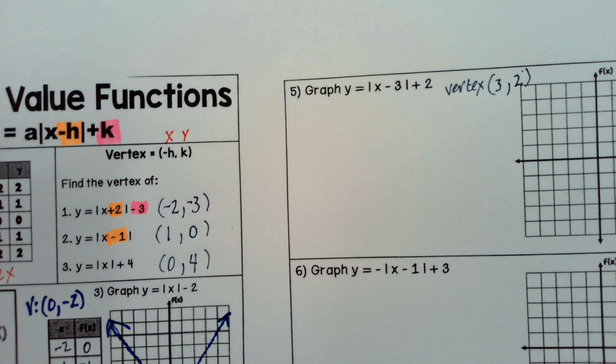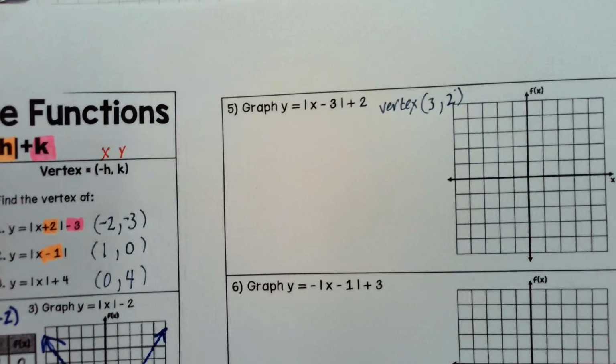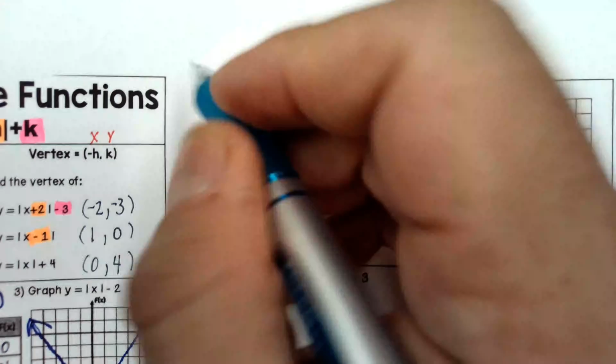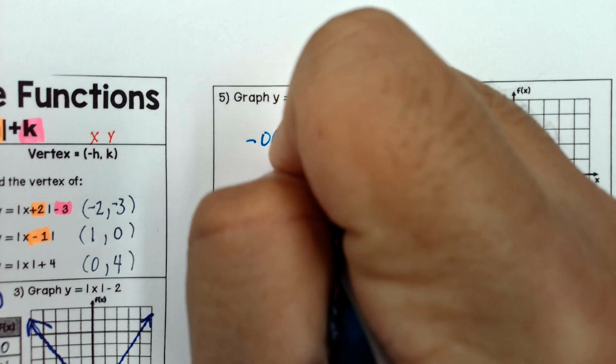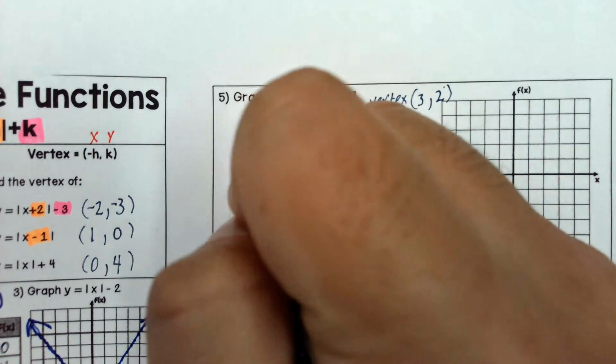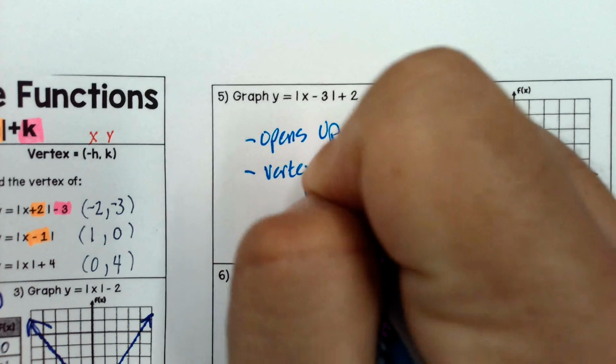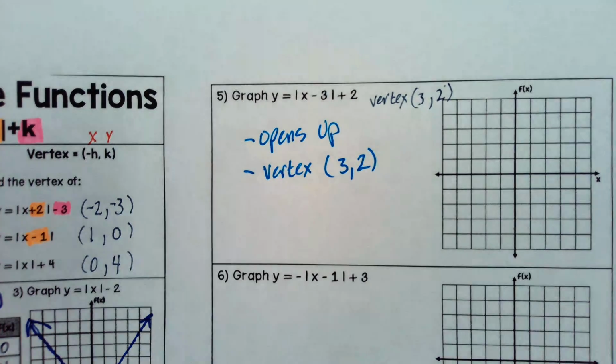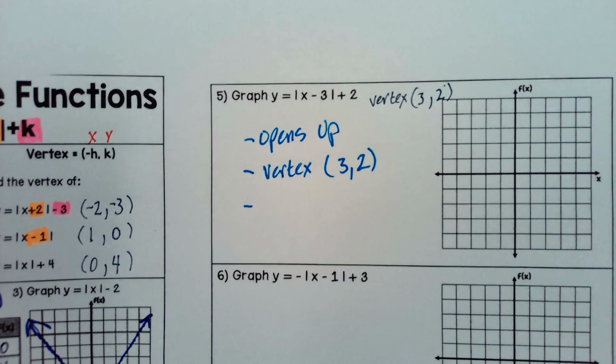I think at this point, shall I show you a shortcut? Yes, that was going to be my next question. Let's see what we already know. This is going to open up. This is positive. So let's take that into account. Opens up. Vertex is 3, 2. And the other missing component we haven't talked about, the slope.